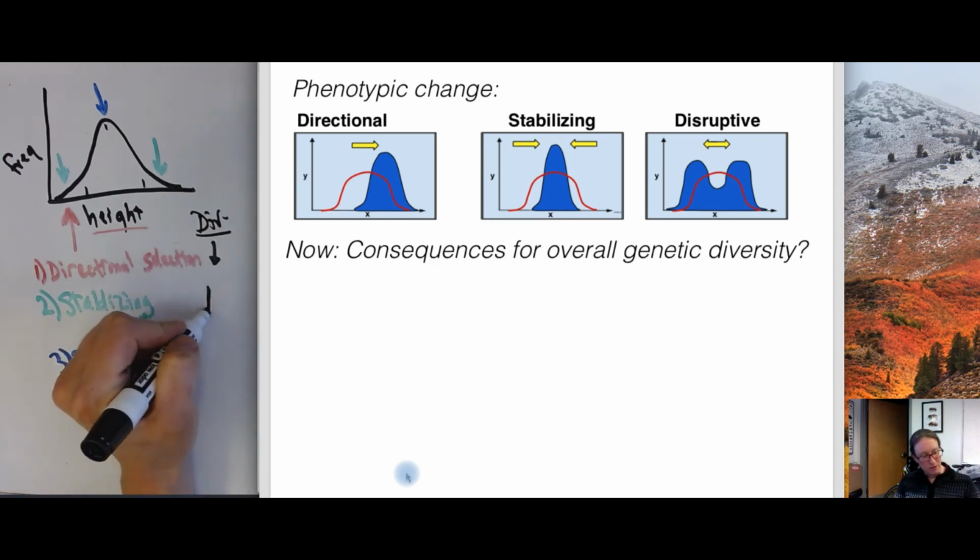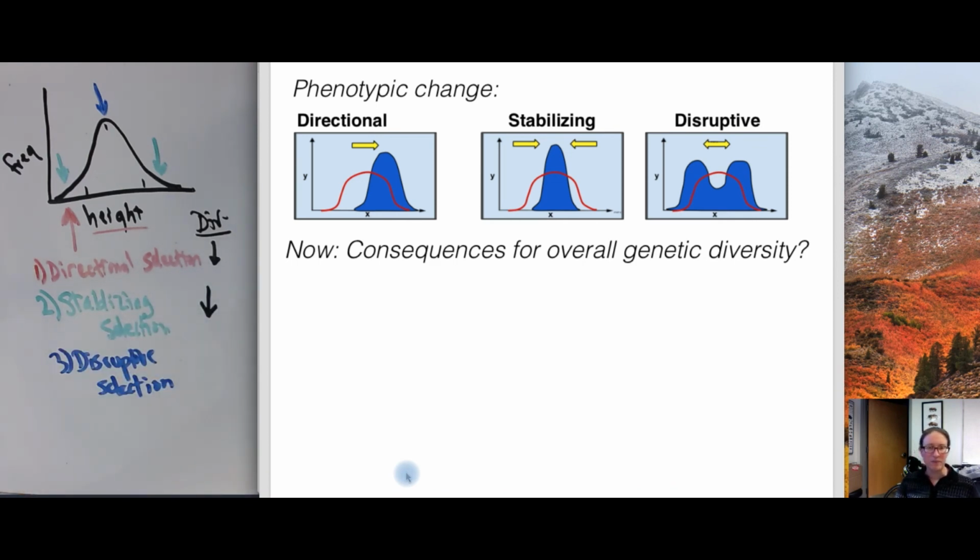The same thing is going to be true for stabilizing selection. If you're selecting against the extreme phenotypes, that's going to reduce the number of extreme alleles, so genetic diversity will decrease. For disruptive selection, the jury is out. This is going to result in a different distribution of allele combinations than previously. So in general, it's not necessarily going to lead to a decrease in genetic diversity. It's just going to lead to a new distribution of the existing alleles.